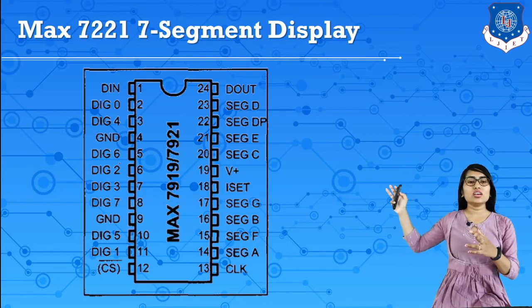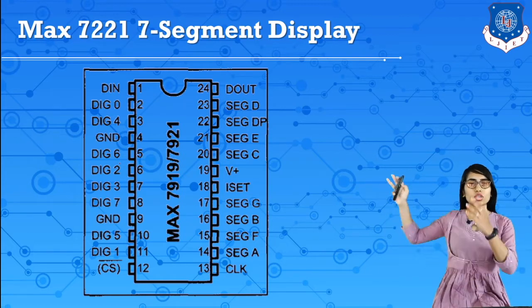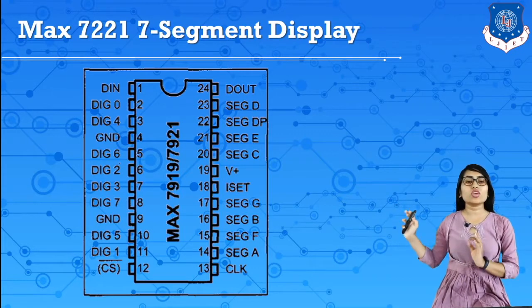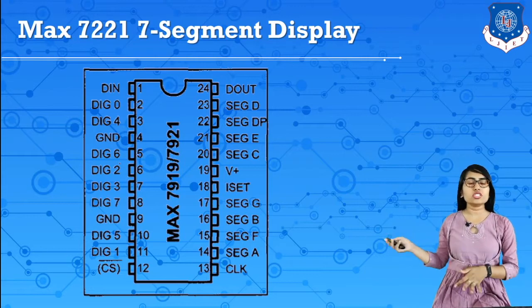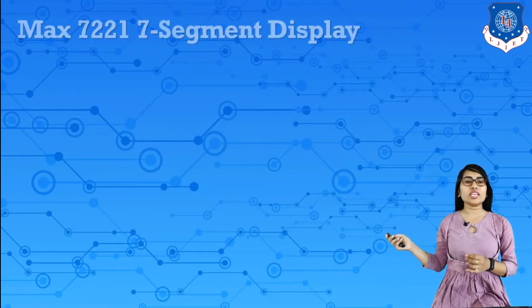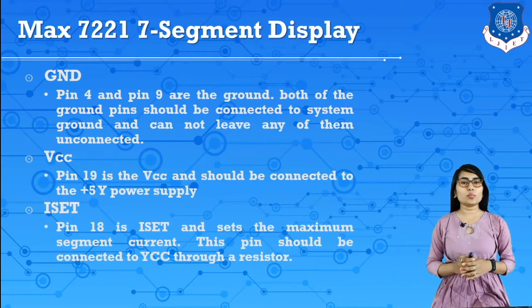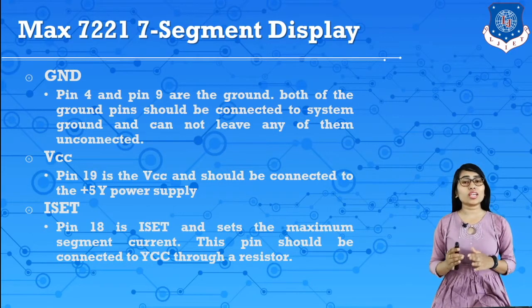Here it has a total of 24 pins. Each and every pin has some specific function, so let's discuss each pin's function. First we have the ground pins. Pin 4 and pin 9 are ground. Both ground pins should be connected to the system ground, and you cannot leave any of them unconnected.